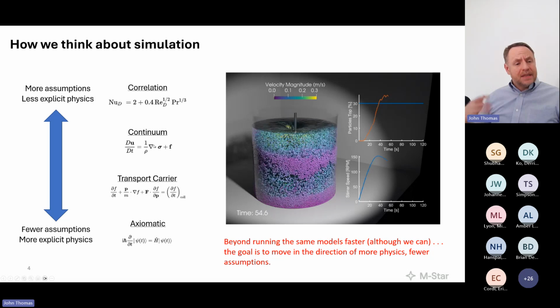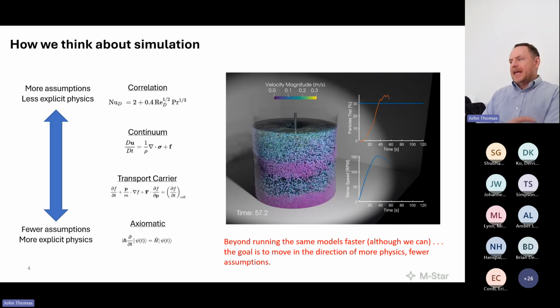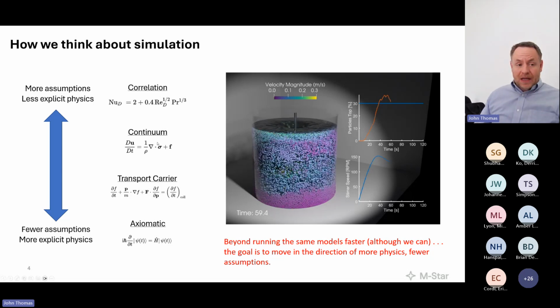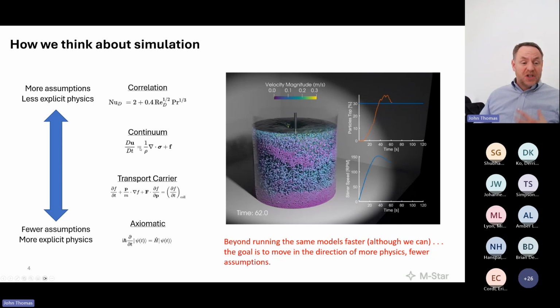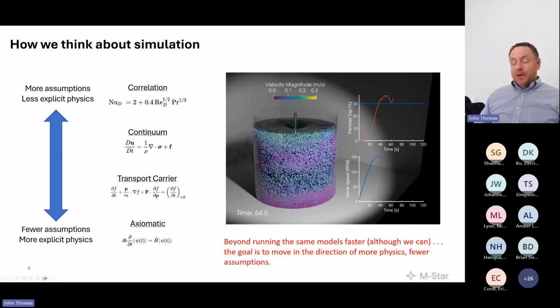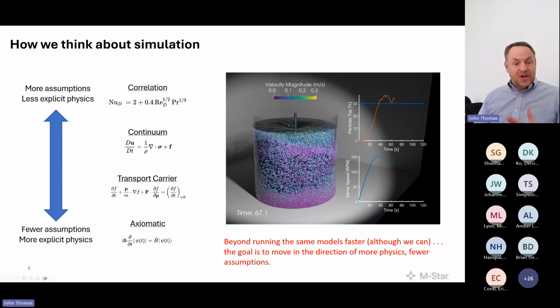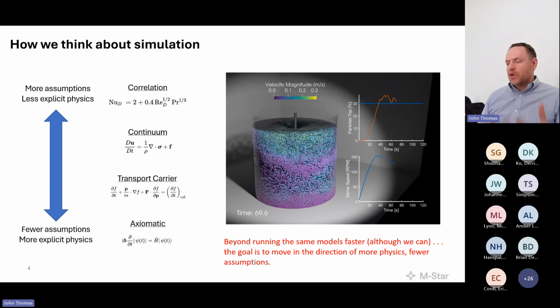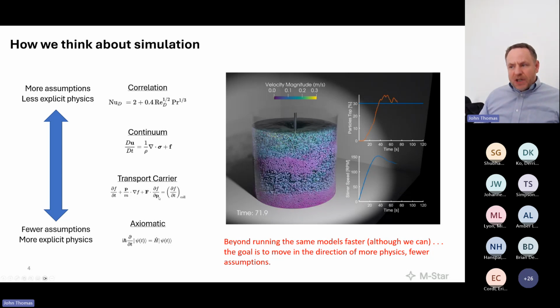Below this, we have continuum representations, things like Navier-Stokes, things like advection diffusion. These are great modeling tools that allow us to reconstruct correlations. Below that, we have actual transport carriers. We're modeling eddies, we're modeling particles, bubbles, etc. This is where we try to live.